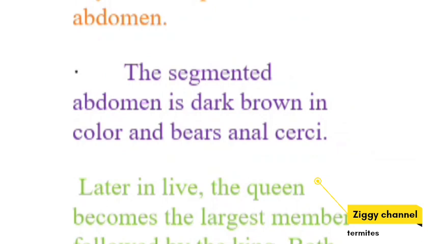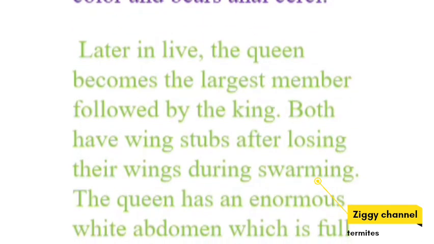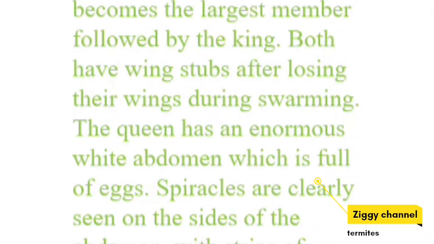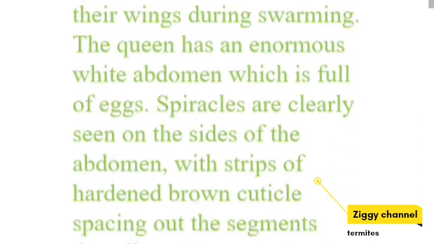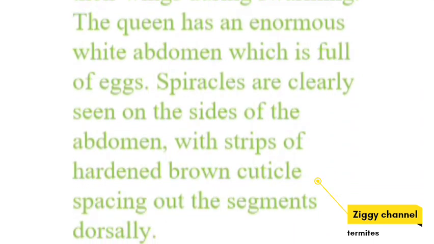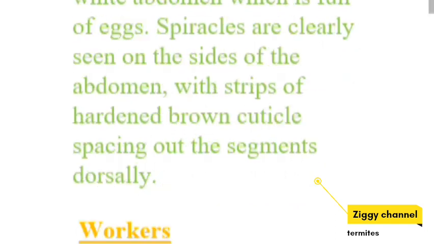Later in life, the queen becomes the largest member, followed by the king. Both have wing stubs after losing their wings during swarming. The queen has an enormous white abdomen which is full of eggs. Spiracles are clearly seen on the sides of the abdomen, with strips of hardened brown cuticles spacing out the segments dorsally.